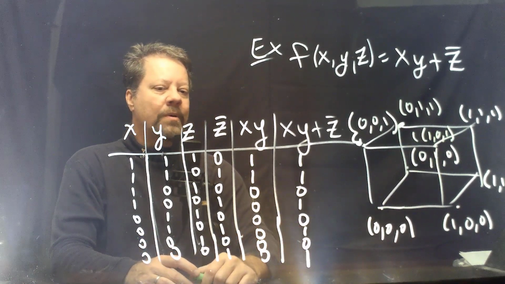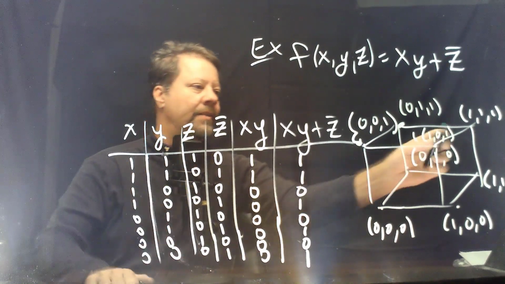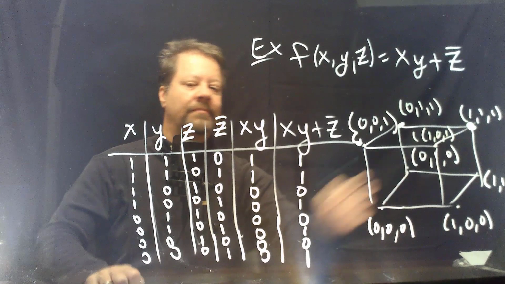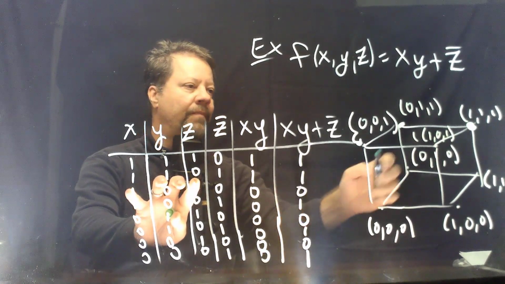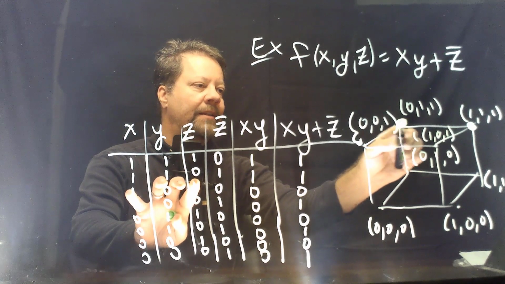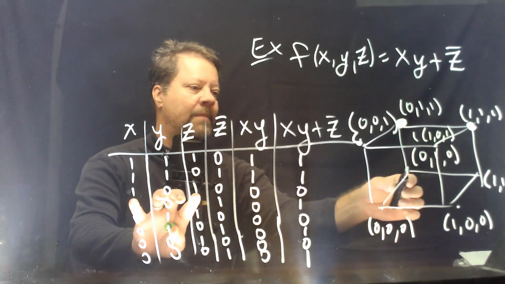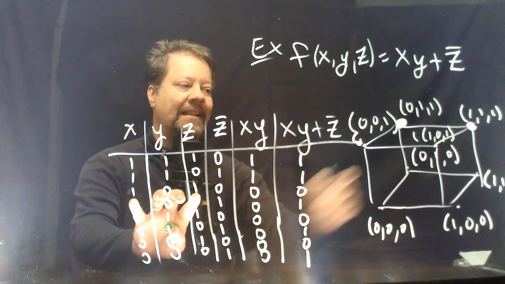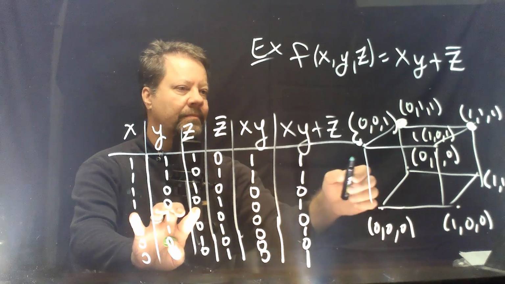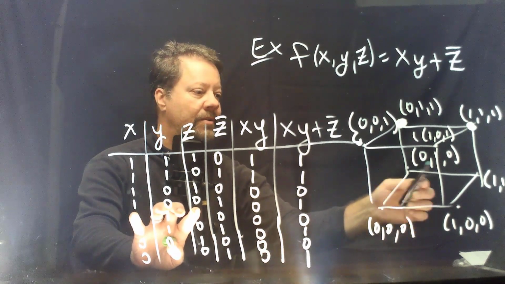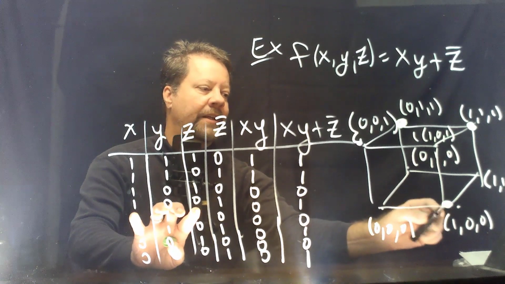So which of these corners get shaded? Well, 1, 1, 1 is true, so that'll be shaded. 1, 1, 0 is also true. 1, 1, 0 gets shaded. 1, 0, 1 is in the back here. It's false, so it does not get shaded. 1, 0, 0 is right here. That's a true, so it gets shaded.